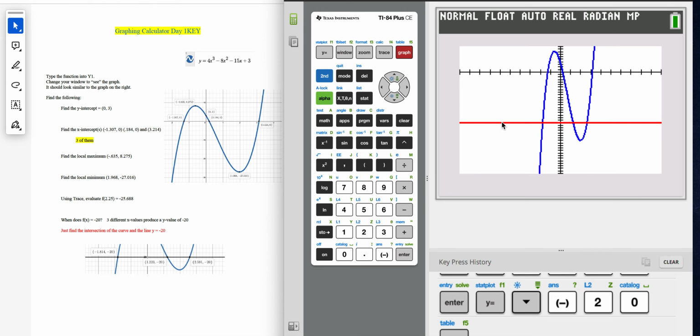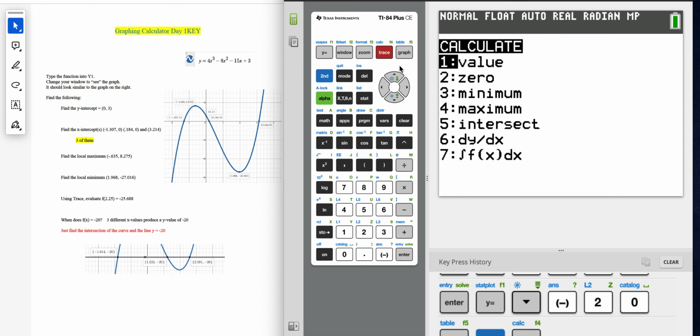And think about it, that's exactly what this is saying. When does the blue equal the red? The blue is the f of x, the red is now negative 20, and we need to find the intersection of these curves. Well, lucky for us, the calculator does it for us.